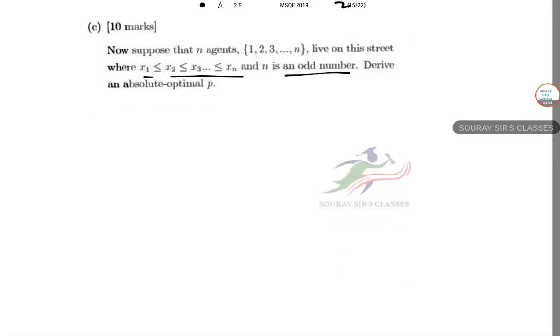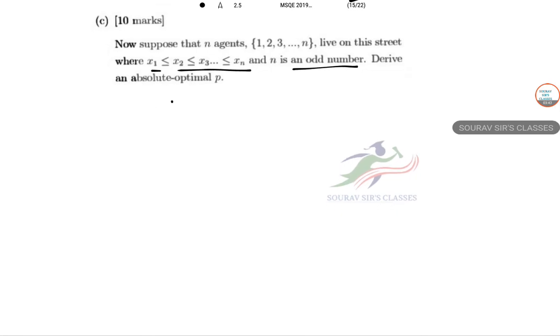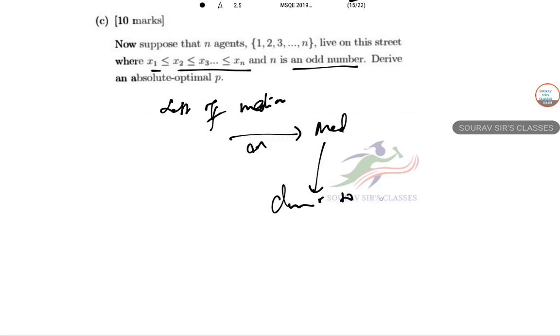Say the hospital is located to the left of the median. That is possible. So then bringing it towards the median brings it closer to more agents, and fewer agents get farther away from it. Thus the median is the absolute optimum.